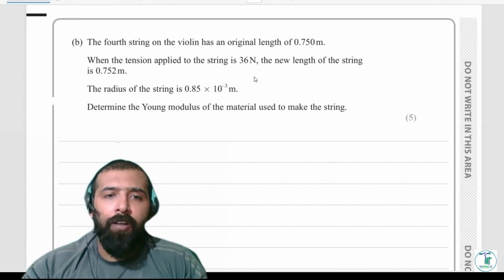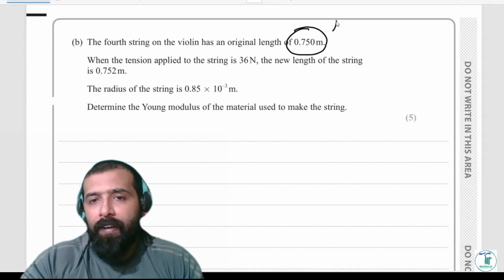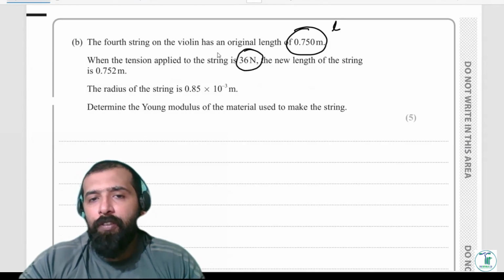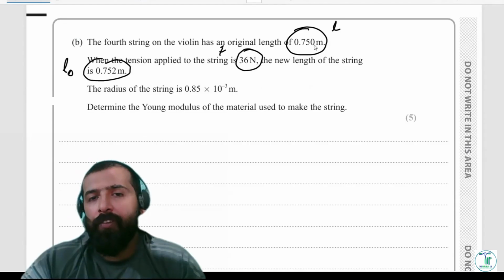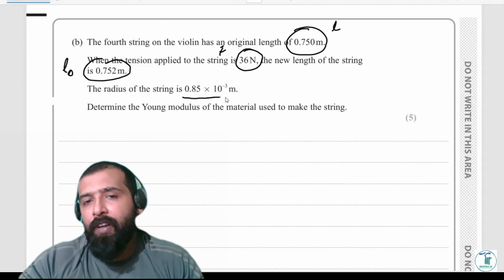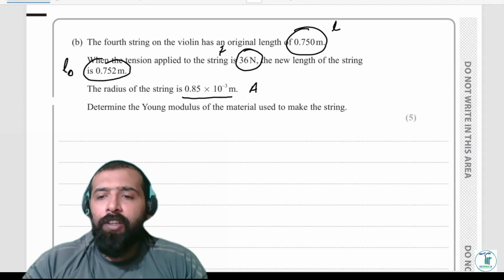Now, in the B part, the fourth string on the violin has the original length, this is L, right? When the tension applied on the string is 36 newtons, this is the force, the new length of the string is given. By taking them away from each other, you get delta L, and that has to be the final answer. If you have the radius, you can also calculate the area. And now you need to calculate the Young's modulus.